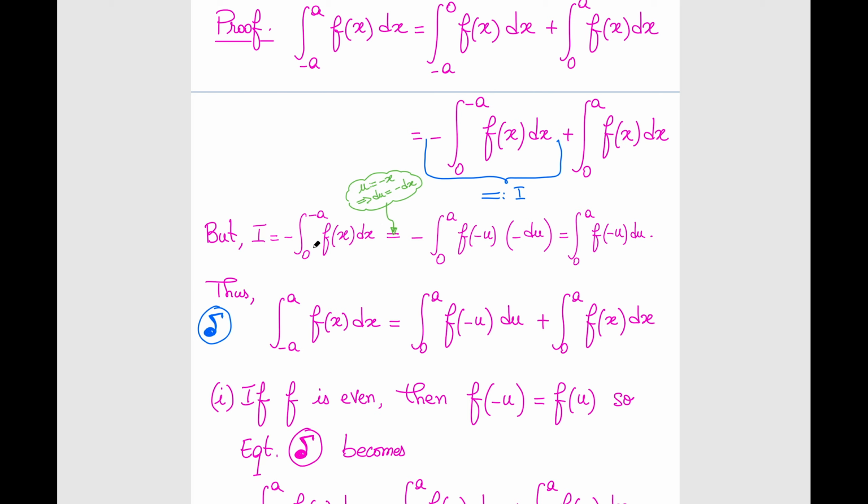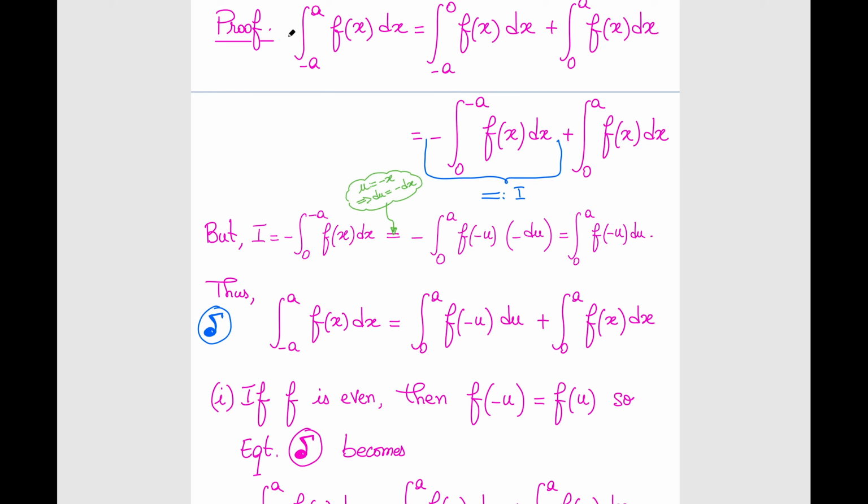It's right there. And how about the bounds now? When x is 0, how much is u? When x is 0, u is also 0, right? So we go to 0. When x is negative a, how much is u? Well, u is the opposite of x. If x is negative a, u is the opposite of that, so it has to be a. Correct? All right, and then this minus talks to this minus. They cancel each other. We get a plus. So this becomes the integral from 0 to a of f of negative u du. Right?